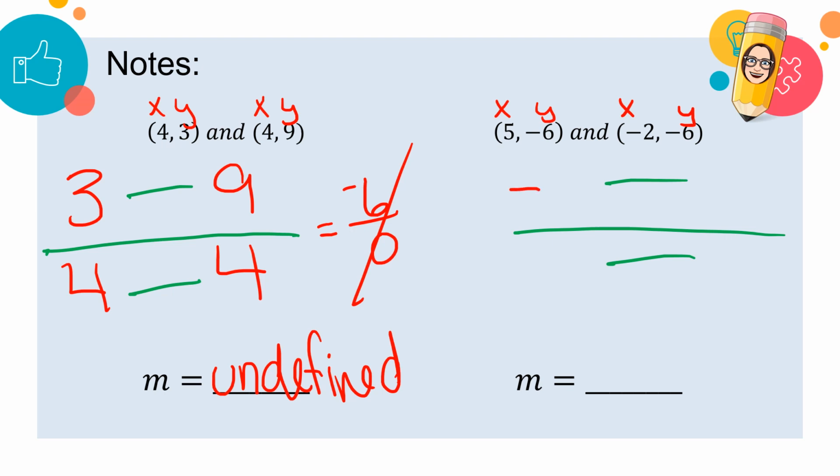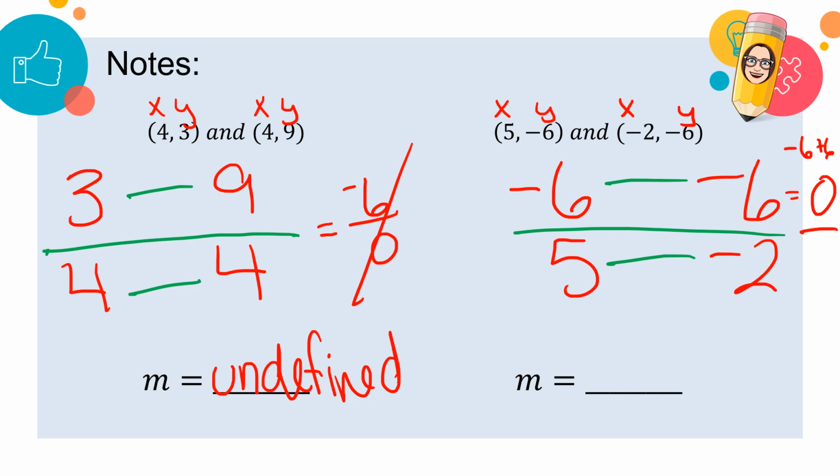Next example, y subtract y, x subtract x. -6 subtract -6 becomes -6 plus 6. That's 0. 5 subtract -2 is the same as 5 plus 2. That's 7. 0 divided by 7 is 0. So be very careful with these special ones. In this lesson, I'm asking you for the slope. The equation of the line is different. Equation versus slope, two different things.